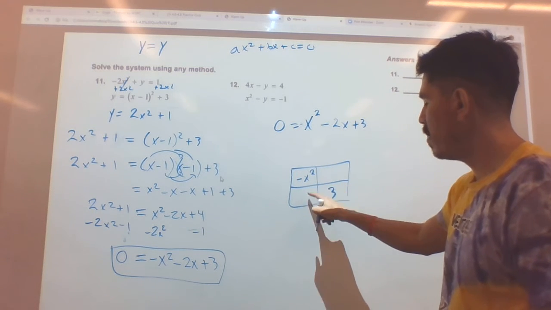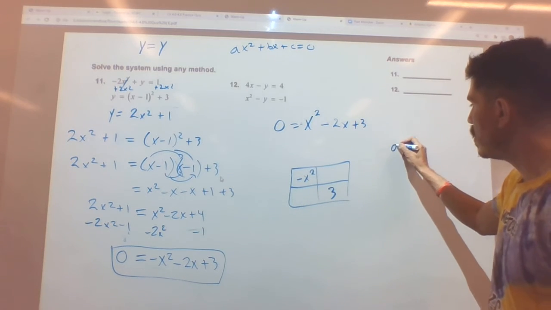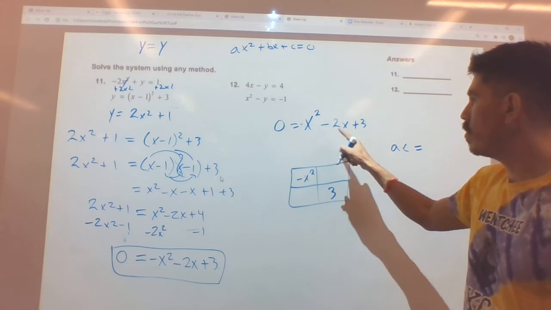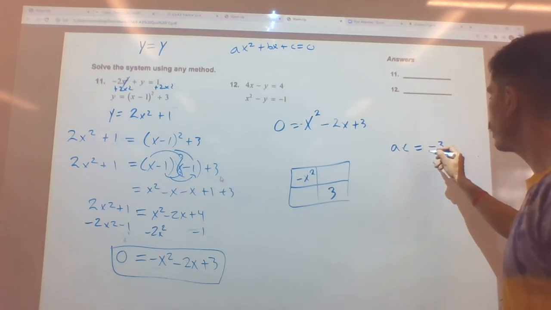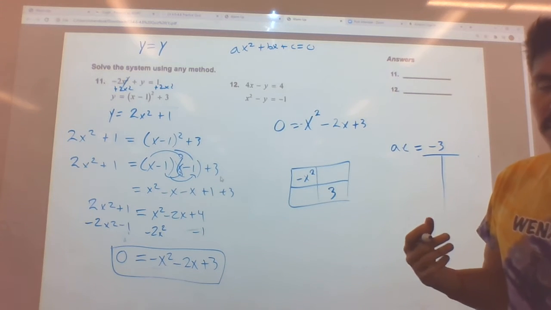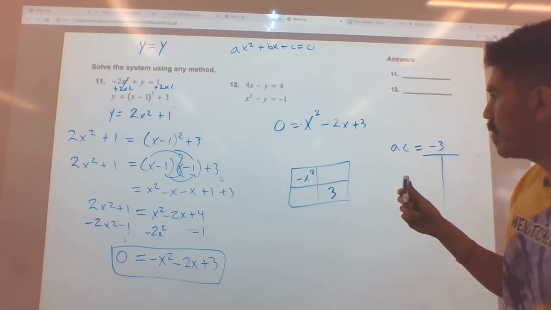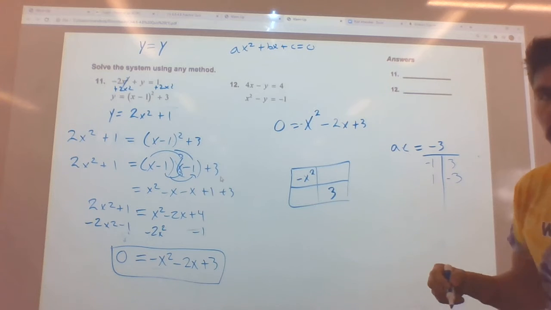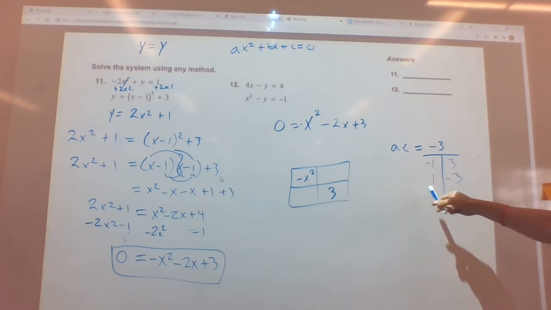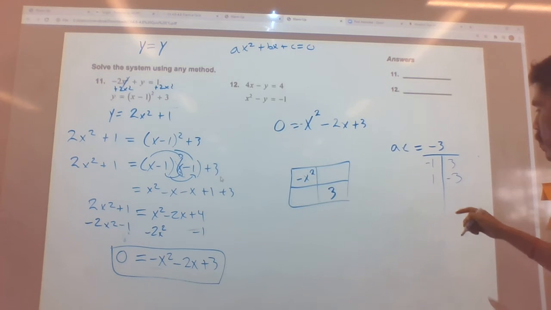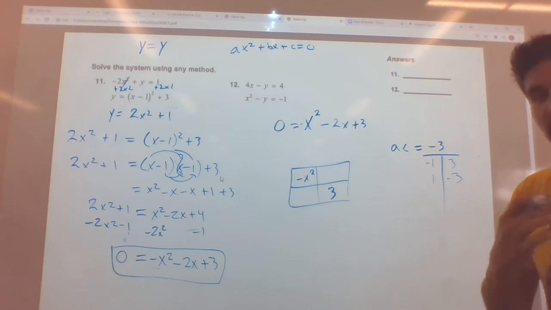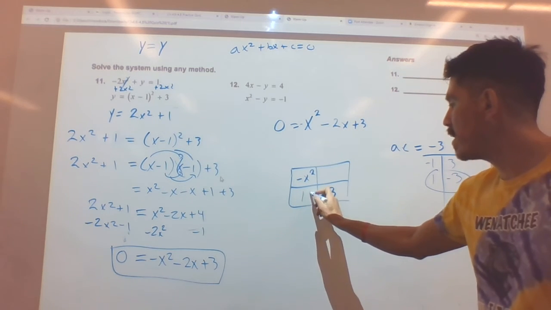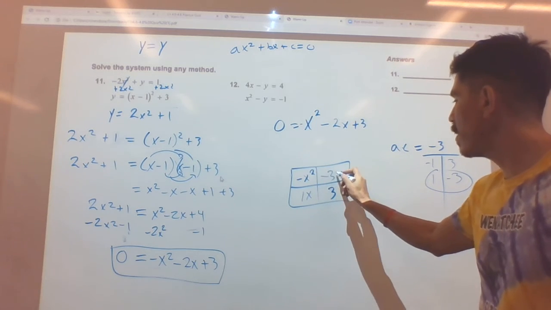I'm trying to find what goes here and here. What goes here and here is going to be my AC. Remember, my AC is going to be A times my C. So negative 1 times 3 is going to be negative 3. Then we find out what are the factors of negative 3 that add up to be negative 2. So we have two choices. The way we get negative 3 is either we multiply negative 1 times 3 or 1 times negative 3. And we choose which one of these, when we add them, gives us negative 2x. And so it's going to be this one here. So I'm going to choose 1x there, and I'm going to choose negative 3x there.